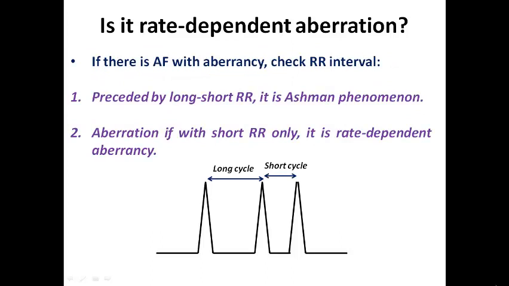So check the RR interval. If it is preceded by a long-short RR interval, it is Ashman phenomenon. But if the aberration occurs with a short RR interval only, without a preceding longer cycle, it is rate dependent.